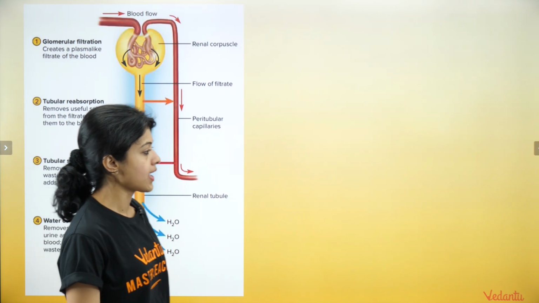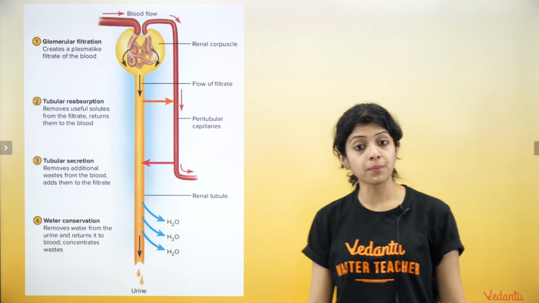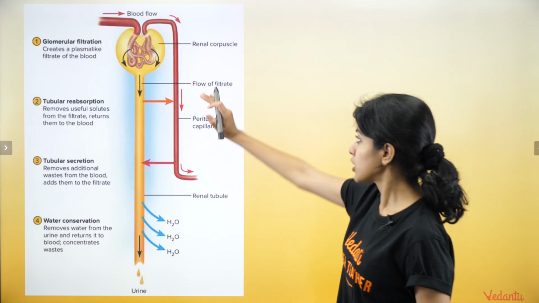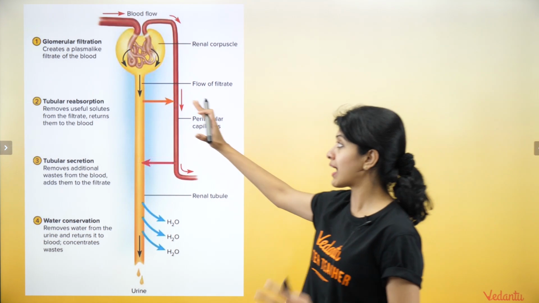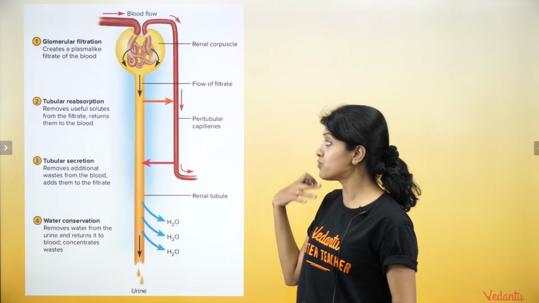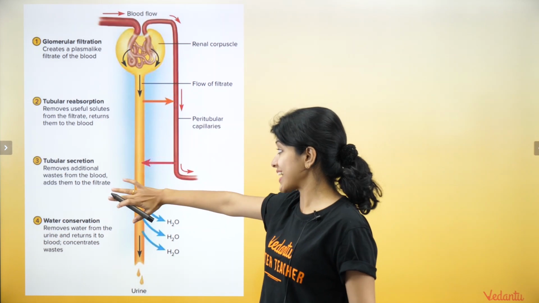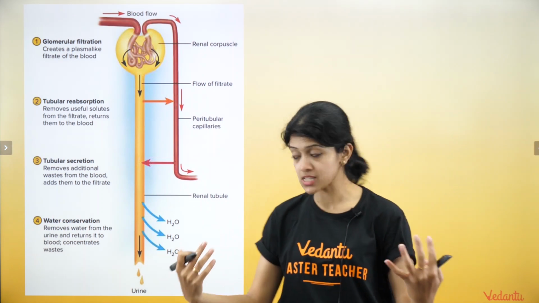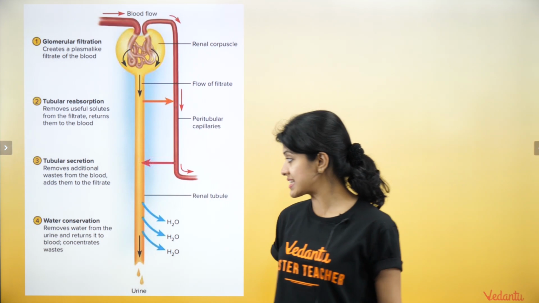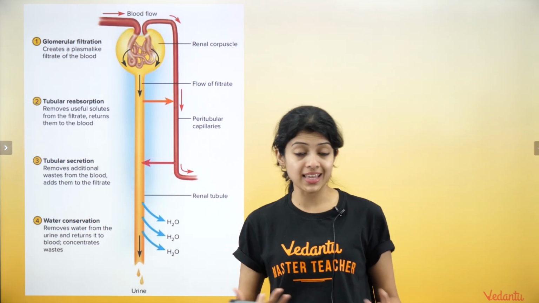and this is basically an image that summarizes the three major steps, and additionally a step called water conservation. Glomerular filtration creates a plasma-like filtrate of the blood. Secondly, tubular reabsorption removes useful solutes from the filtrate and returns them to the blood. Thirdly, tubular secretion removes additional wastes from the blood and adds them to the filtrate. Fourthly, water conservation removes water from the urine and returns it to the blood and concentrates wastes.